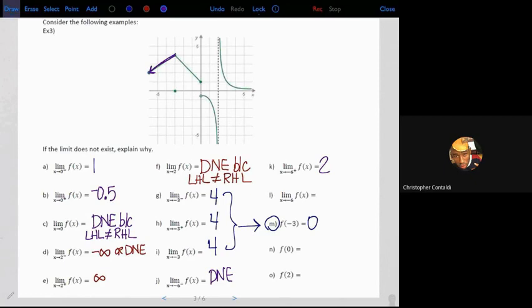So if it doesn't exist from the left, can it exist at the point in part L? Can I say that the limit here exists if this side doesn't? No. So if it's an endpoint, then it can only be a one-sided limit, because there's only one road coming in. N and O are asking for y values, not limits. So who could tell me f at 0? 1. F at 2? Yep, doesn't exist, or infinity. Questions?